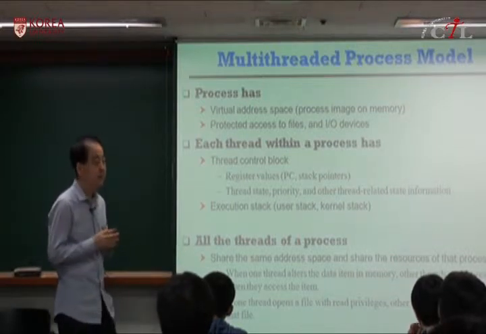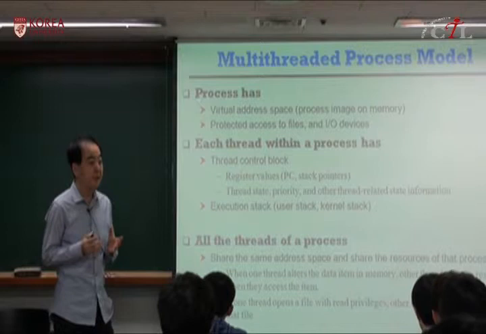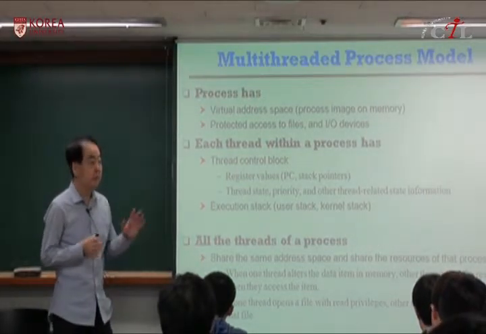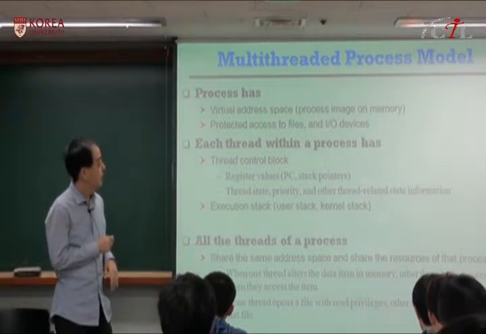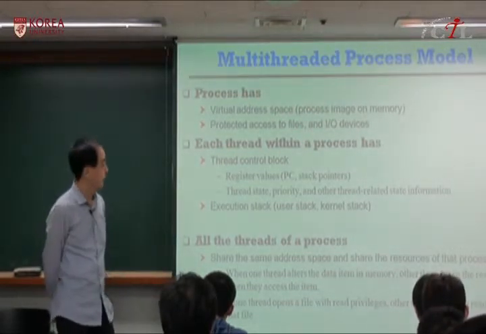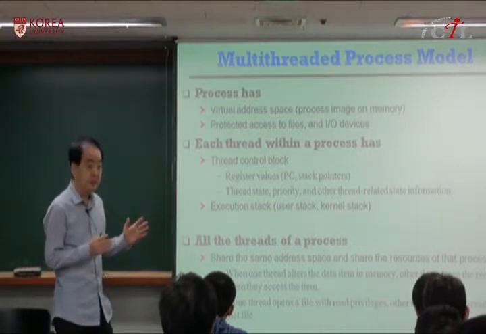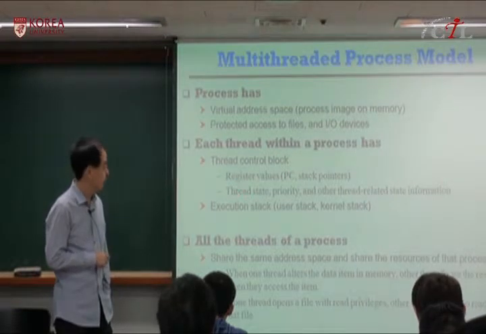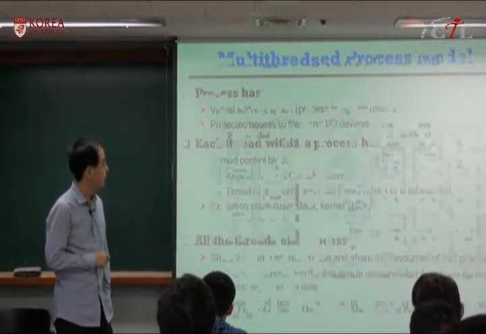Process control block should have file table, I/O table, memory map, and so on. But a thread doesn't have to, because they are all sharing memory and files and I/O devices. Okay, so much smaller, but it has its own state information in a thread control block and execution stack.